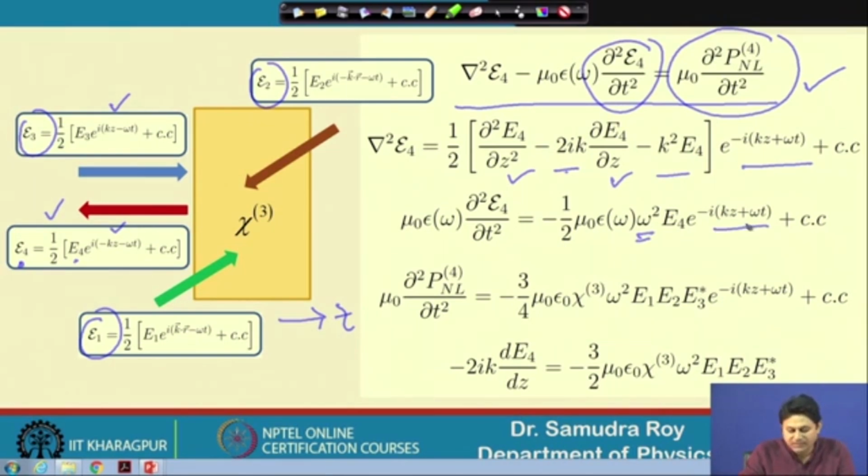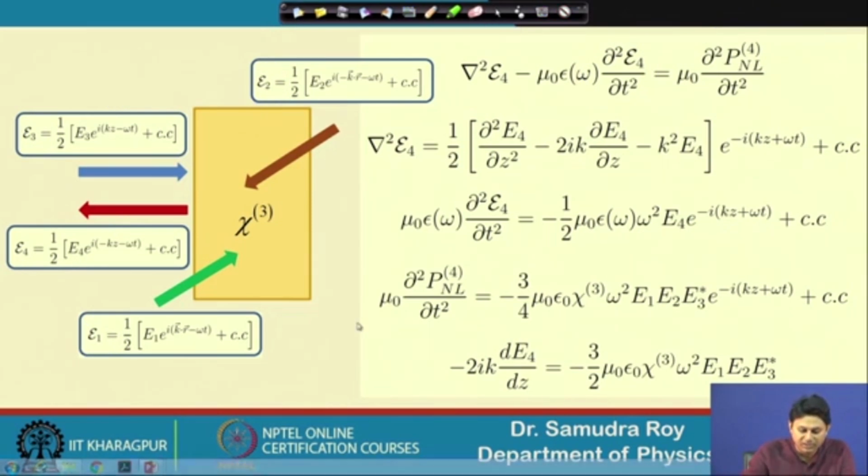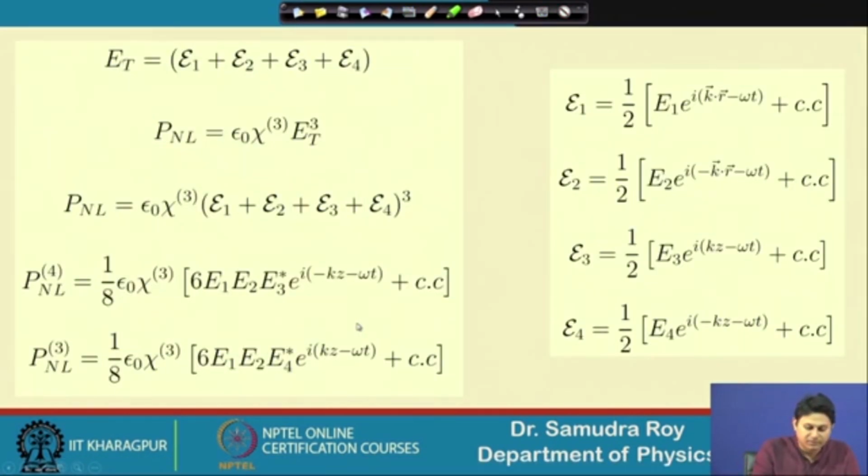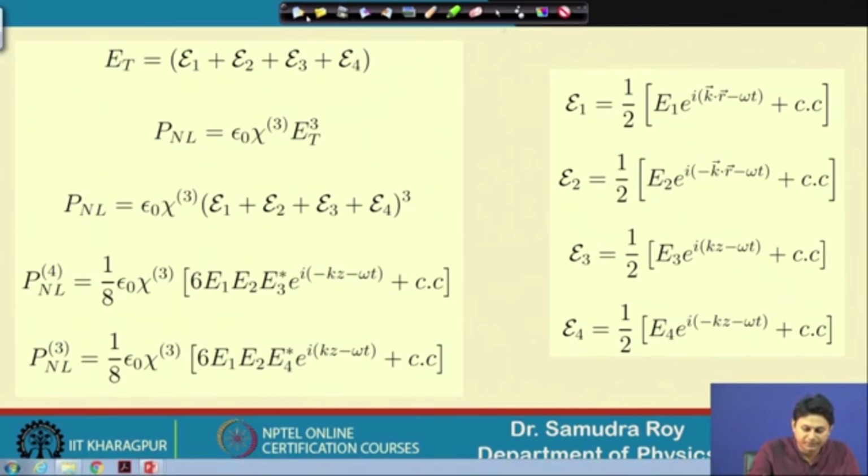And finally, the source term. P nonlinear we have already derived in the previous slide. So let us go back to the previous slide and check what the value was. It was 1 by 8 epsilon 0 chi 3, 6 E1 E2 E3 star e to the power i(kz minus omega t). If I make a derivative of this term with respect to t twice, then this omega will come outside and there will be a negative sign, that is all.